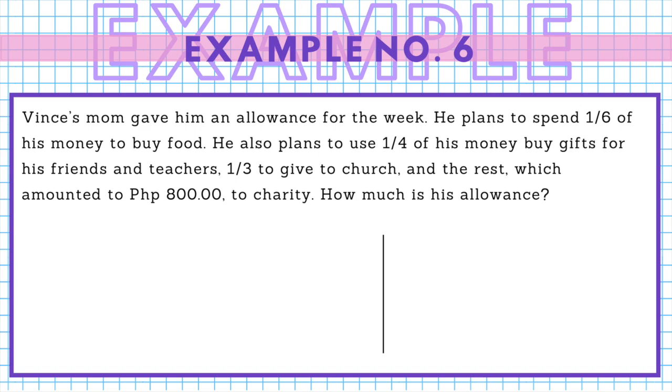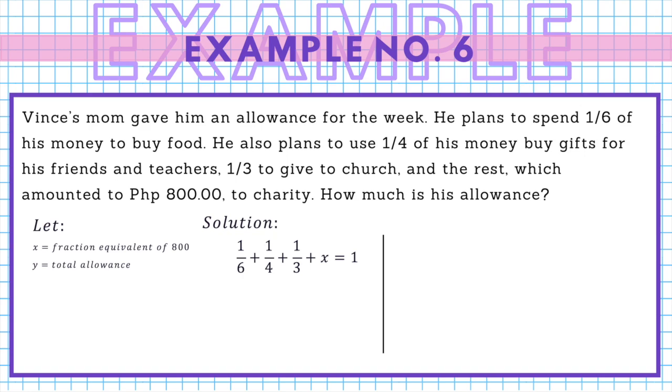Now, how are we going to solve this problem if we want to know how much his total allowance is? We let x be the fraction equivalent to 800, and y be the total allowance. To solve this, we know that if all of the fractions are added, it would be equal to 1. Therefore, we add 1/6 plus 1/4 plus 1/3. Our x here is supposed to be the fraction equivalent of 800.